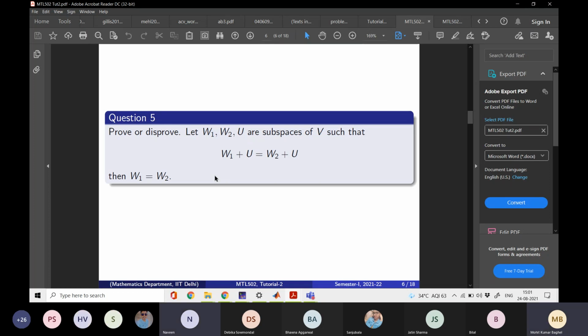No sir. How will you justify your answer? Sir, we can take two subspaces of R2. Which subspaces? W1 is generated by (1, 0) and W2 is generated by (0, 1).